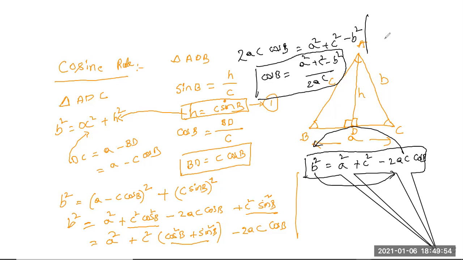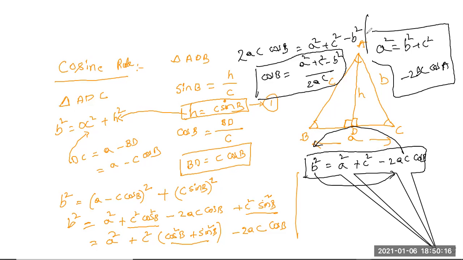Similarly, you can derive, if it is for A square, it is b square plus C square minus 2bc cos A. Similarly, for C square, it is A square plus B square minus 2AB cos C.